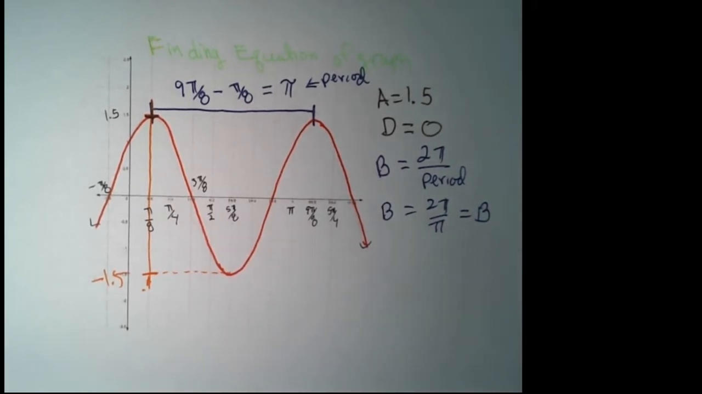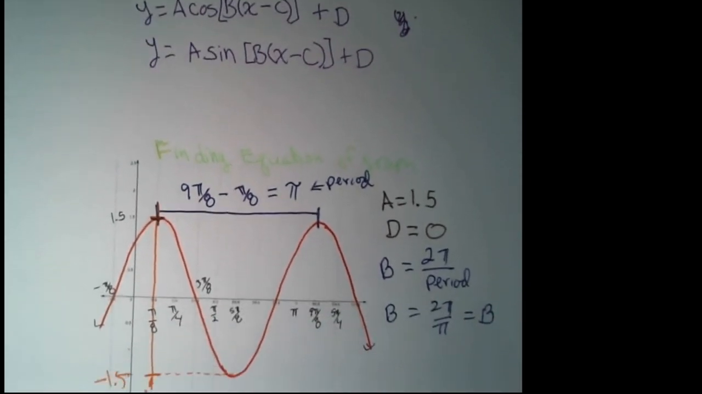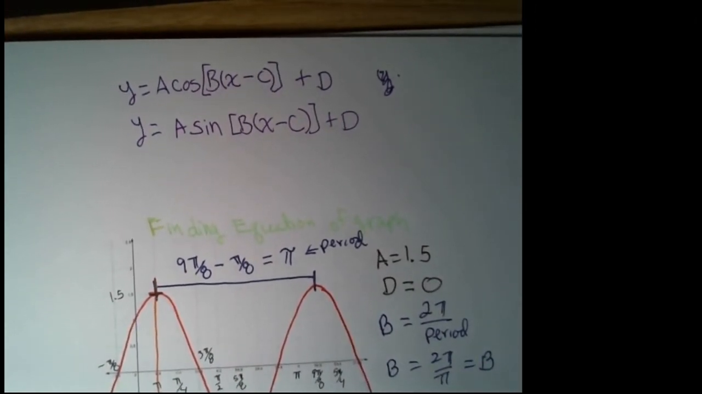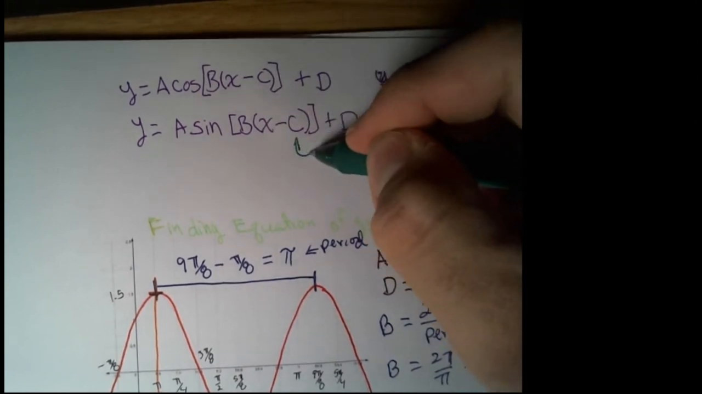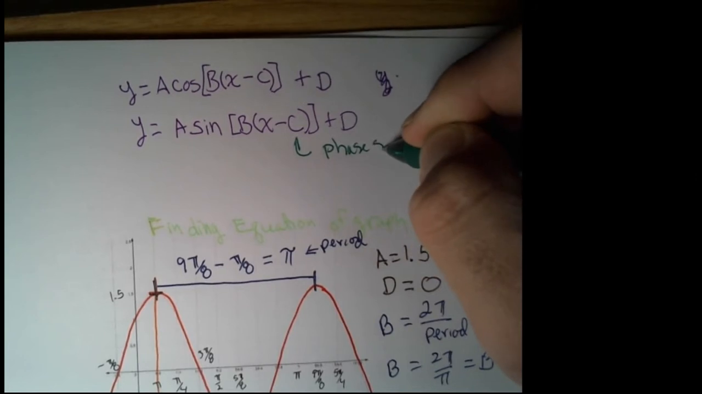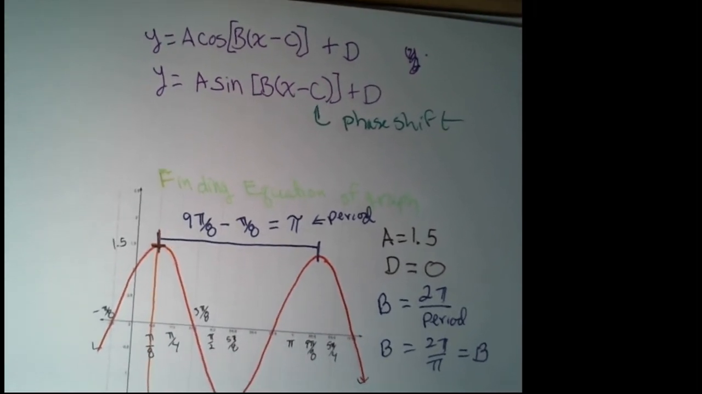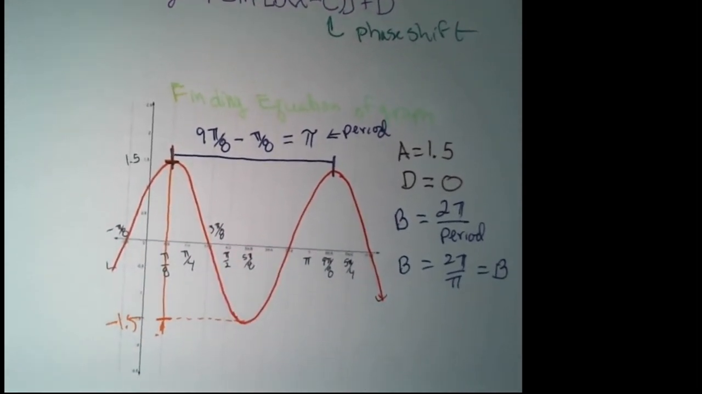Now we have just about everything that we need. B will be the same for both the cosine and the sine. The only thing that's missing is the value for C. C is what's known as a phase shift. I was saying it wrong the previous way: there's no up or down shift here, a phase shift corresponds to a left or right shift.